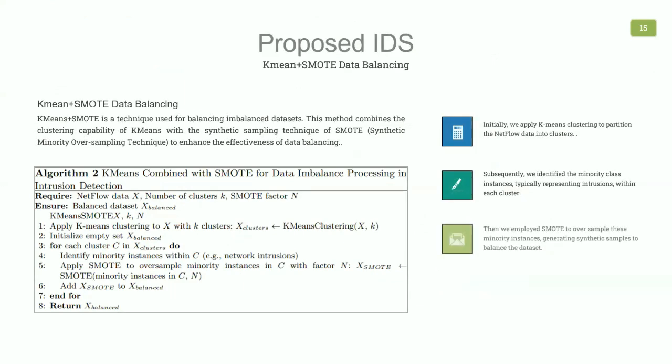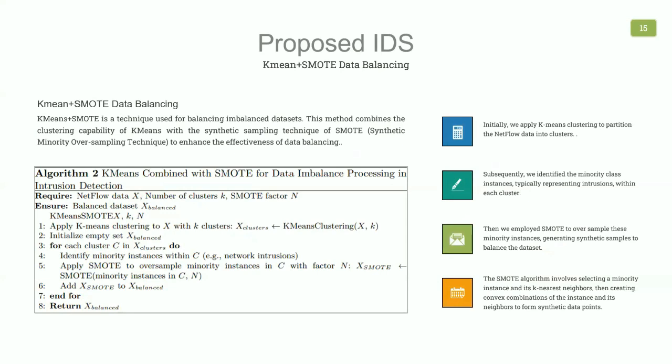Now we move to the data balancing. To balance the imbalanced dataset, we use the strengths of both k-means clustering and the synthetic minority oversampling technique. Algorithm 2 outlines the process of integrating k-means clustering with SMOTE for data balancing within our intrusion detection system. The process begins with applying k-means clustering to partition the NetFlow data into distinct clusters. Within each cluster, we identify the minority class instances, which typically represent intrusions. SMOTE is then employed to oversample those minority instances by generating synthetic samples.